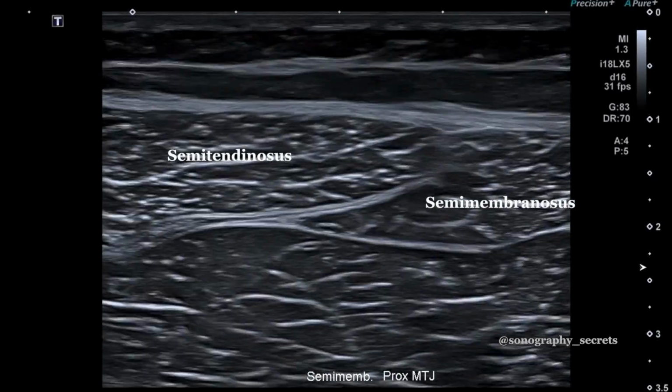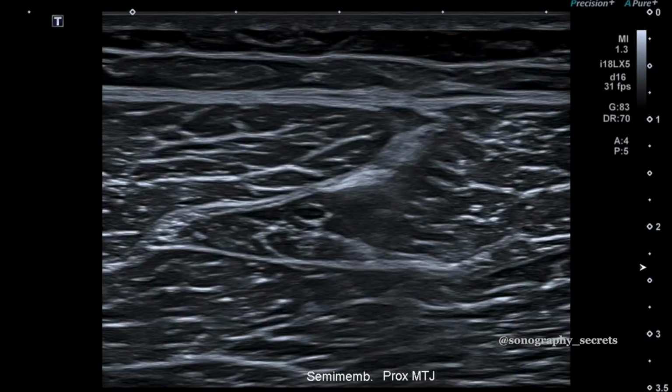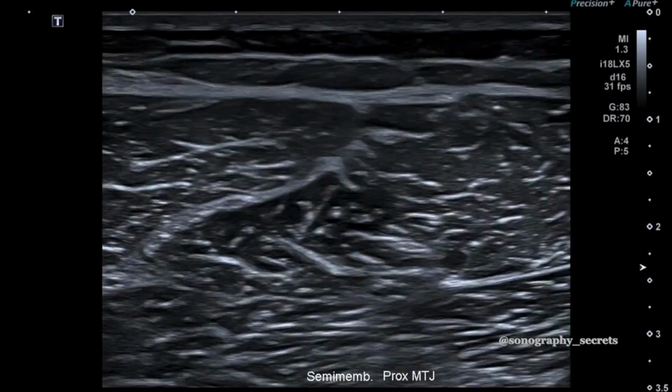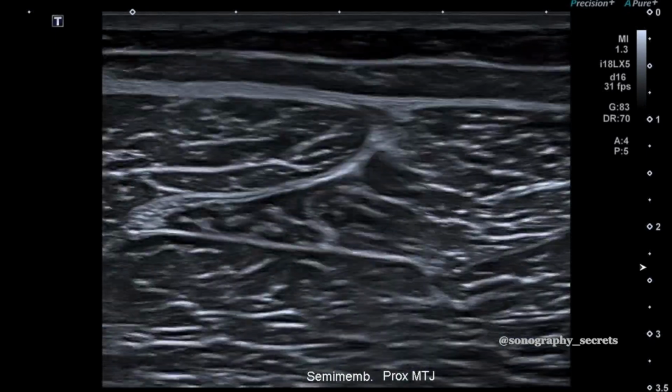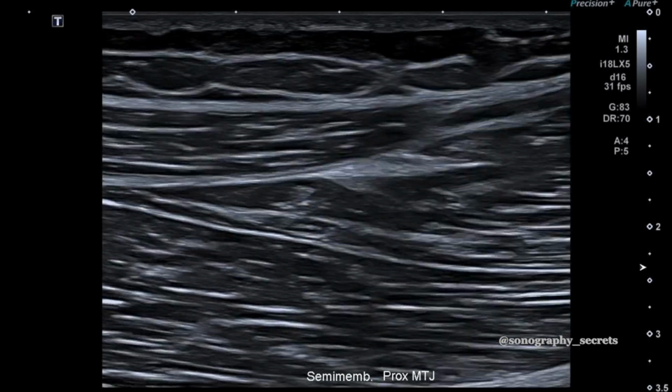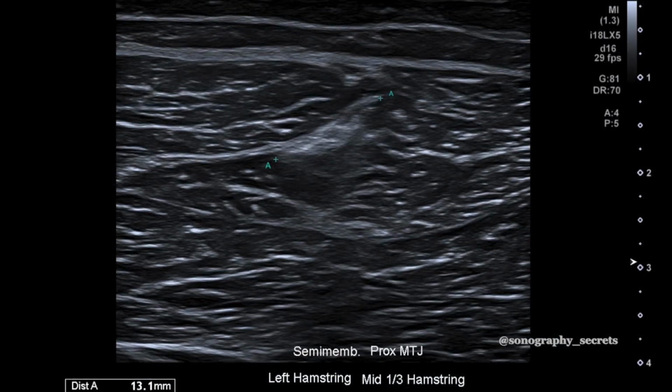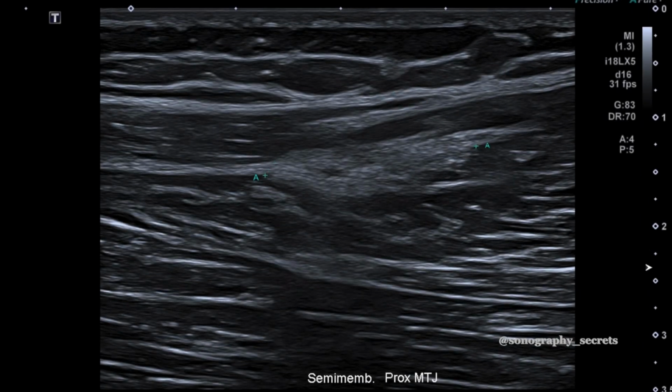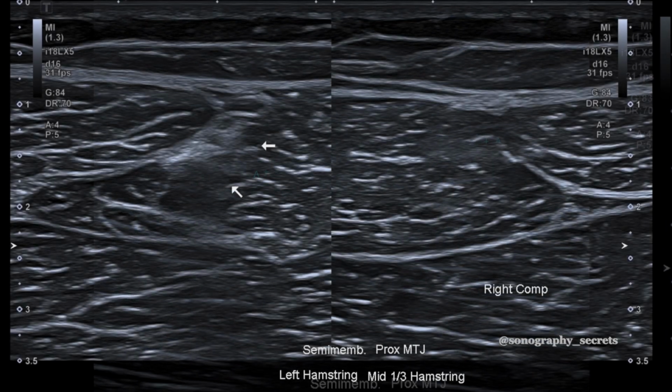This was a CrossFit athlete who had a history of a hamstring tear 3 months prior, had been getting back to CrossFit and doing some short runs, but still had a bit of discomfort. And you can see a small acute on chronic tear of the proximal MTJ.